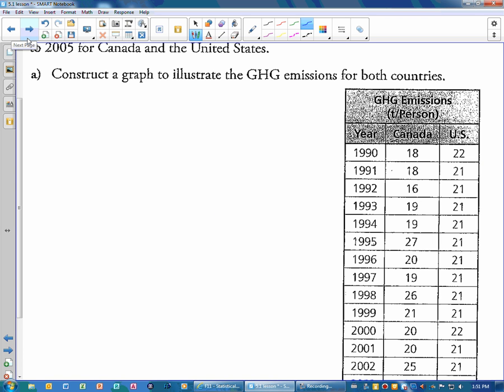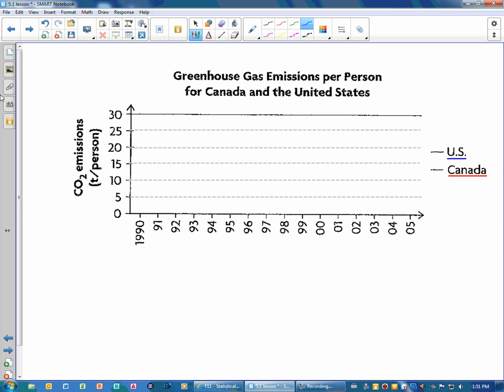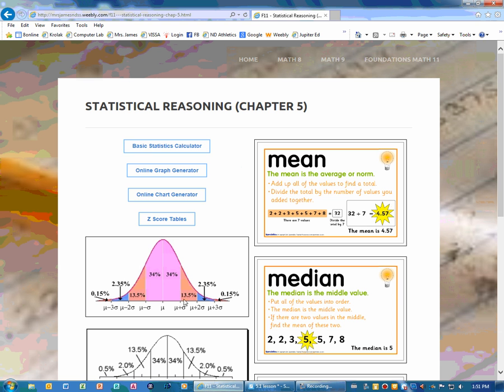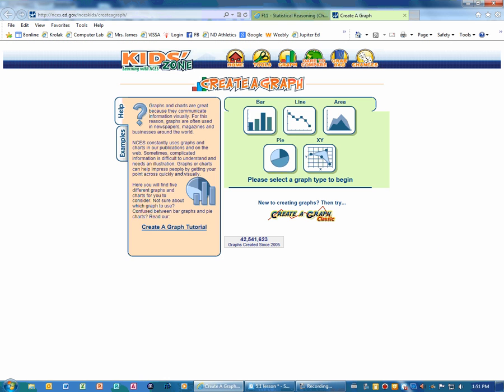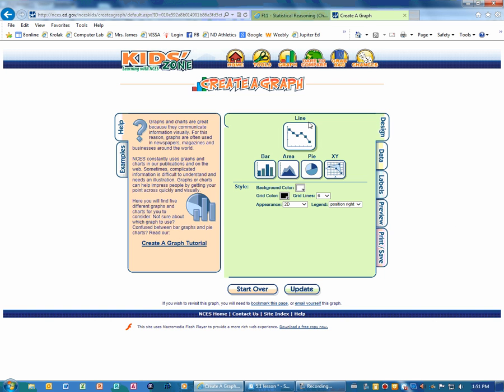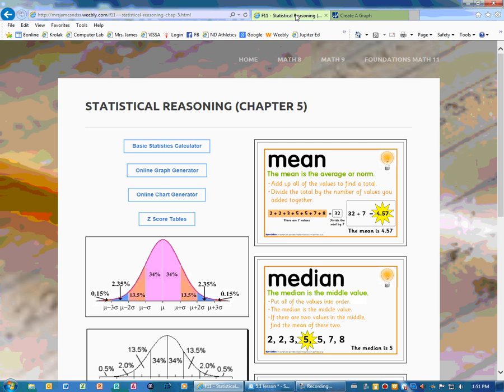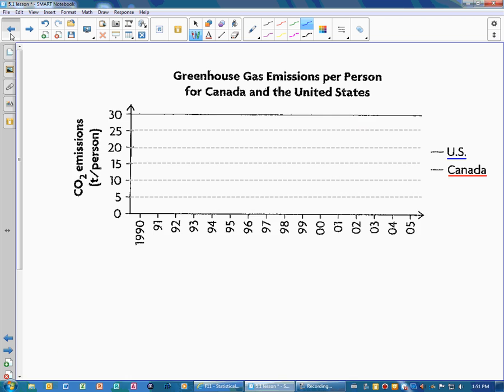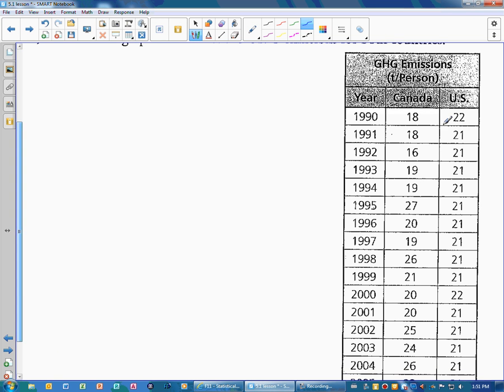Okay? So in your notes is a blank graph here, but I thought it would be fun to actually make a graph online, and I put this link in on the web page where it says online graph generator. So if you want to pause the video and go there and catch up, and if you want to make this graph, I'll show you how. So first of all, I chose the line graph because I'm making a line graph, okay? And we are going to compare two sets of data.